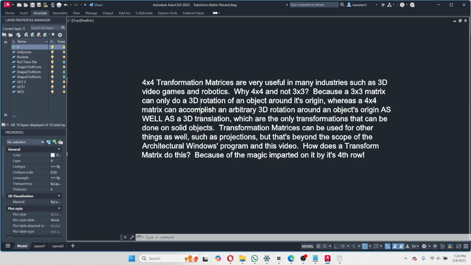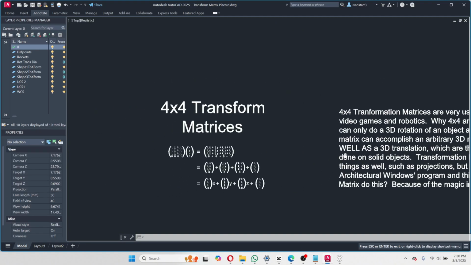Transformation matrices can be used for other things as well, such as projections, but that's beyond the scope of the architectural windows program and this video. How does a transform matrix do this? It's because of the magic imparted on it by its fourth row.